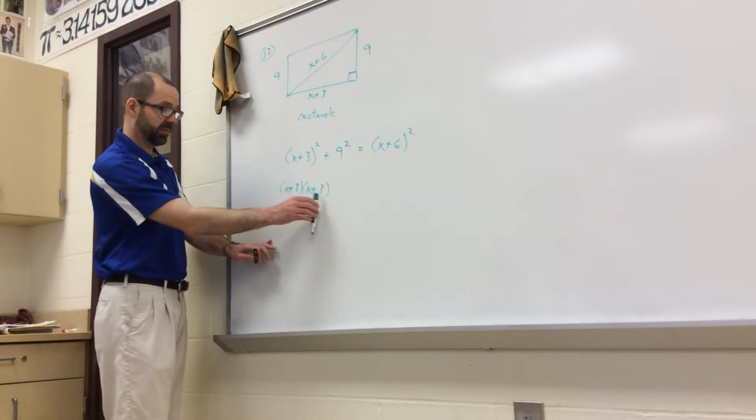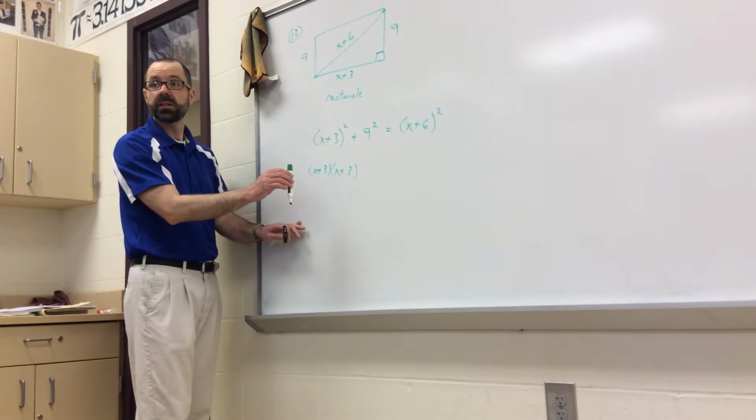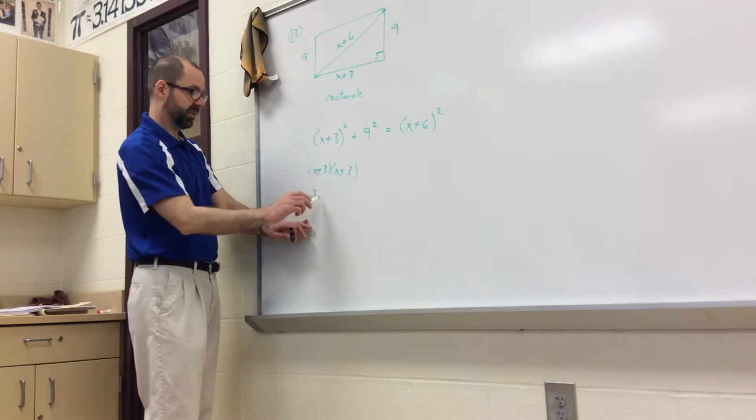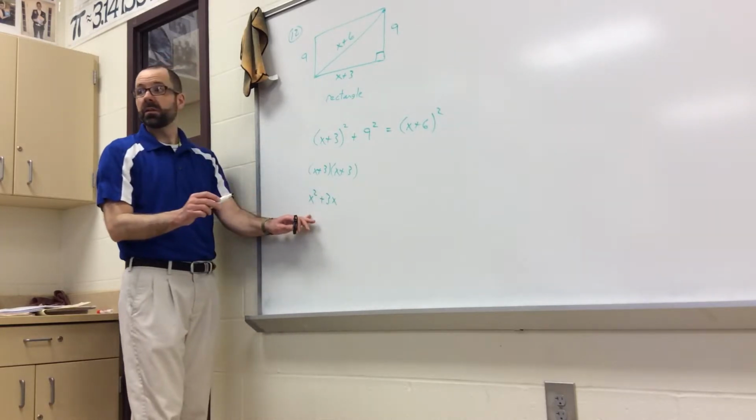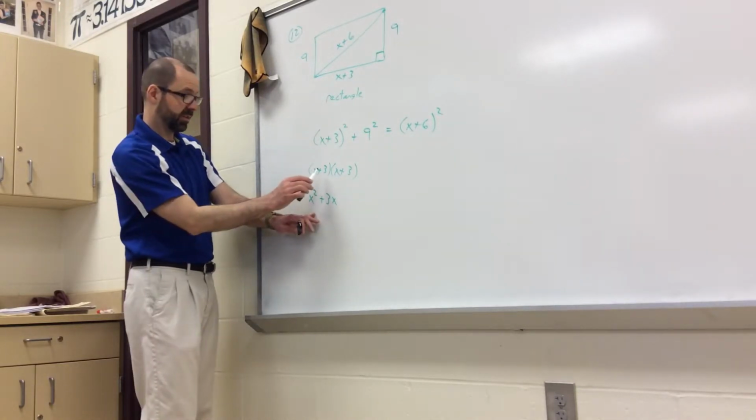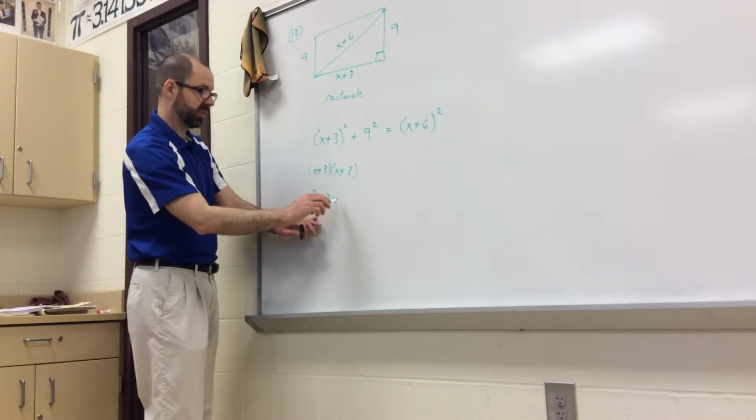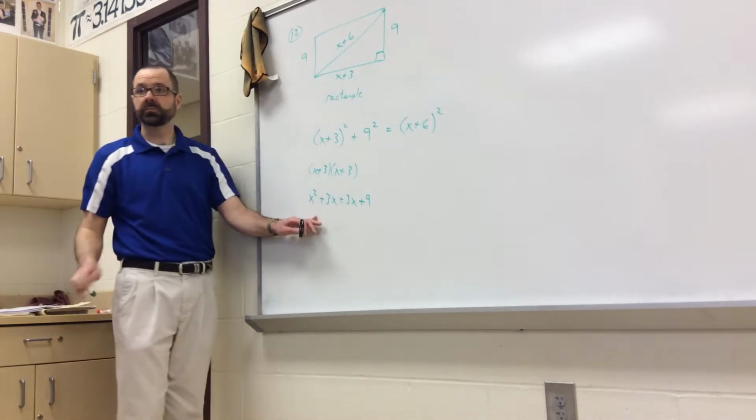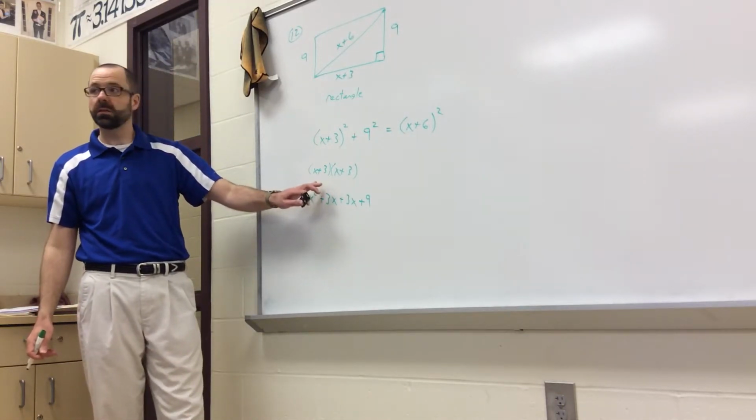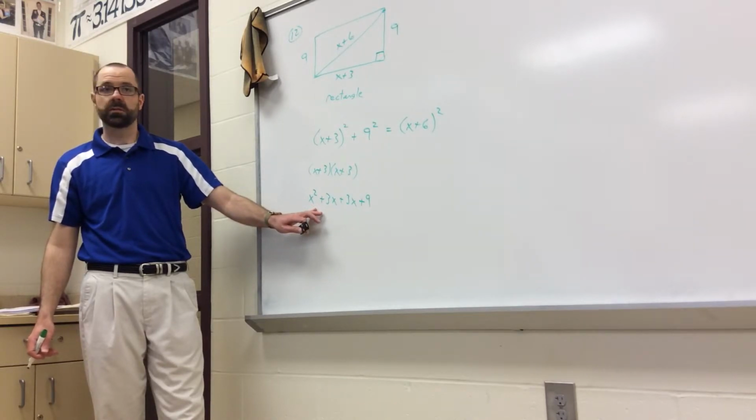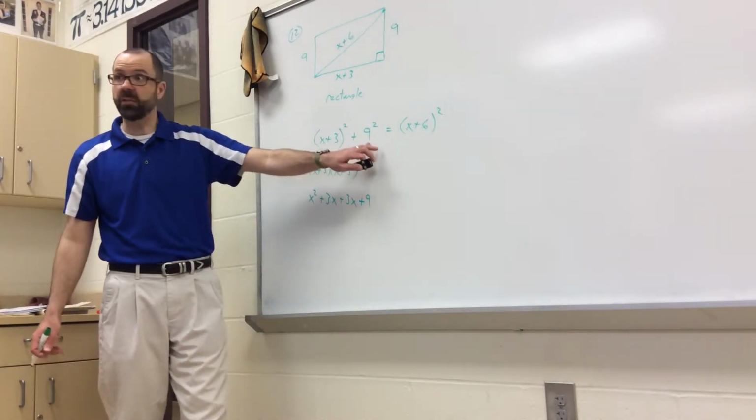X times x and x times 3, and 3 times x and 3 times 3. So x times x is x squared. X times 3 is 3x. So I took that times that and that times that. Now I'm going to do 3 times x and 3 times 3. So 3 times x is 3x. 3 times 3 is 9. And then it would be plus 81.